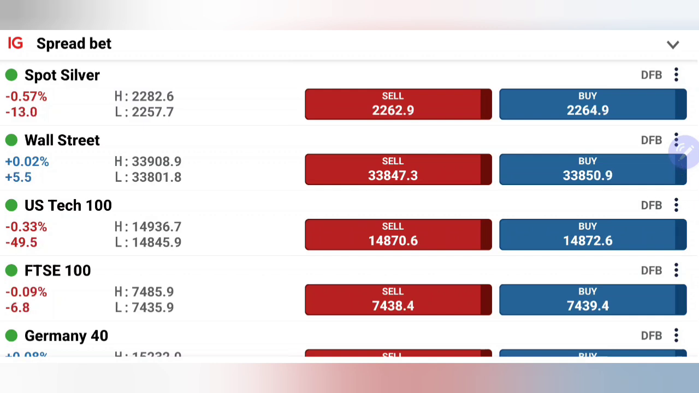Now, what to expect with the US session? Which position should you take in order to profit trading Nasdaq 100 and Dow Jones? We will see with the help of charts and indicators.